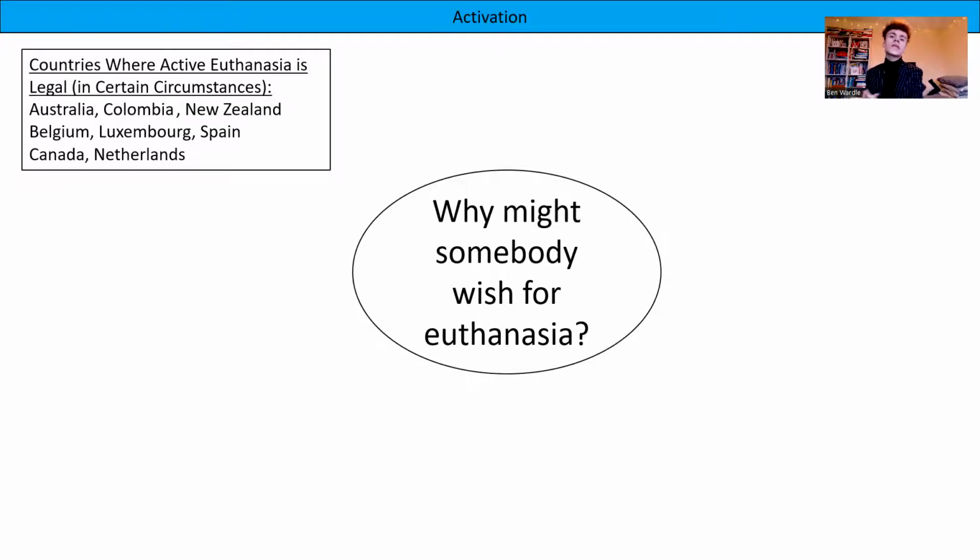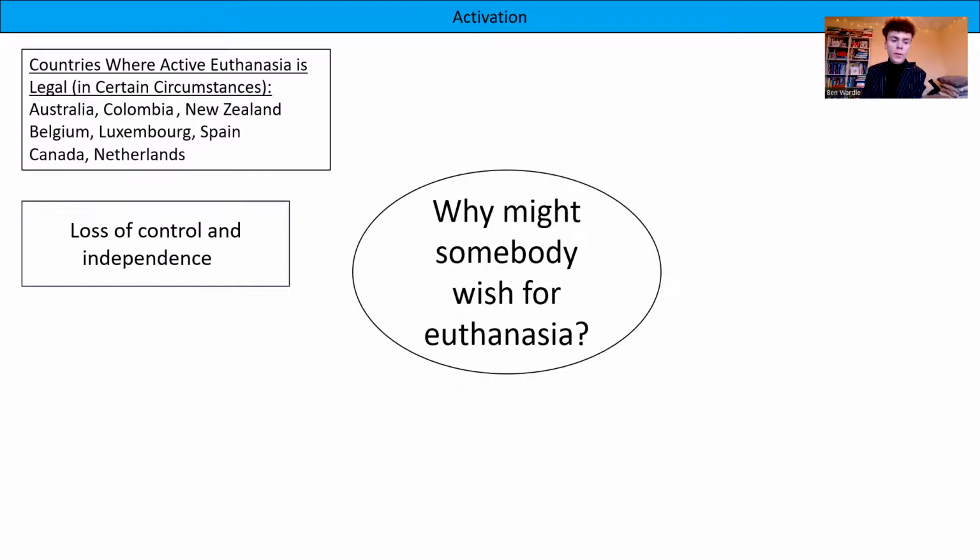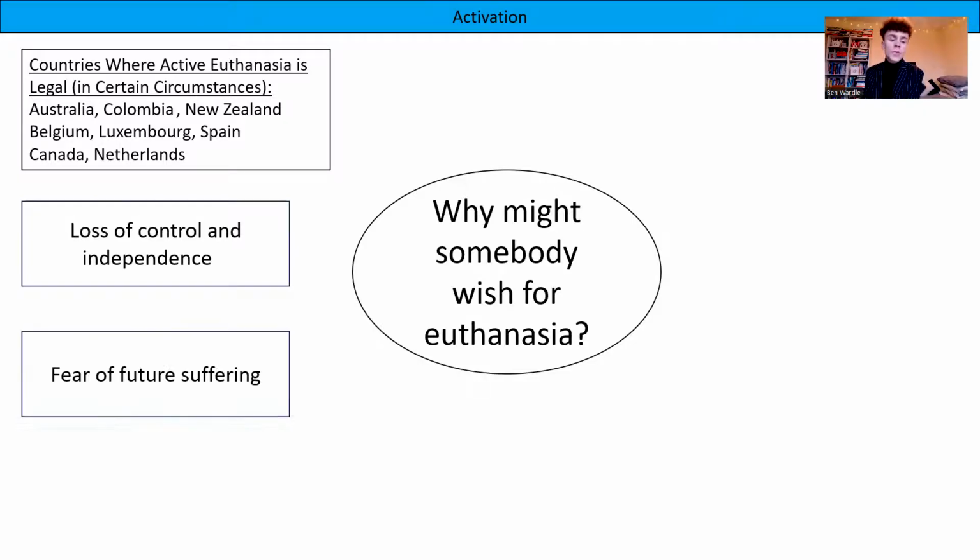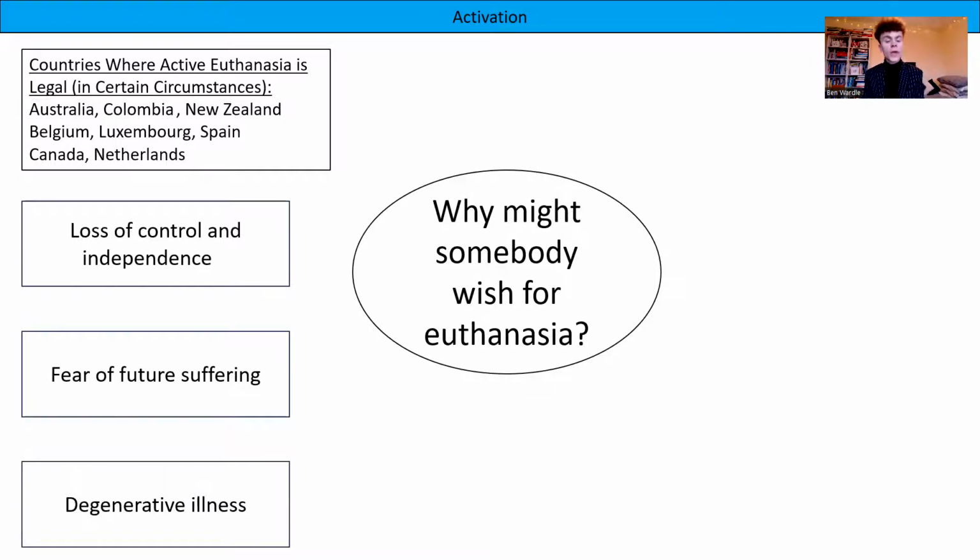So what reasons might somebody give? And do you think any of these are justifiable? So we could say loss of control and independence, so someone can no longer do the things that they were once able to do for themselves. It could be a fear of future suffering after receiving a diagnosis, for example. They might have a degenerative illness, which is only going to worsen with no chance of recovery, and so they would like a painless death on their own terms before that illness can progress further.